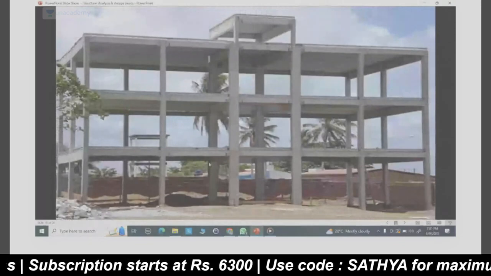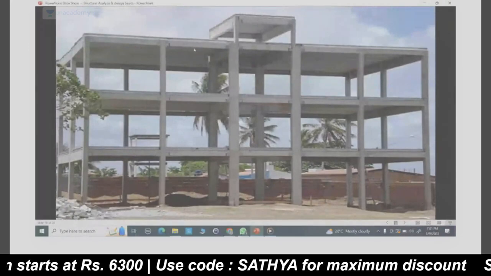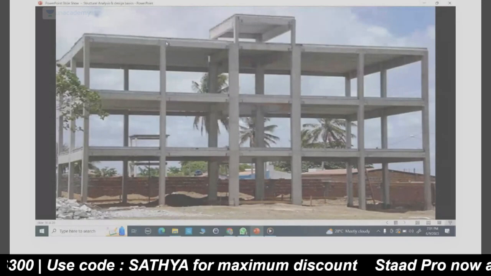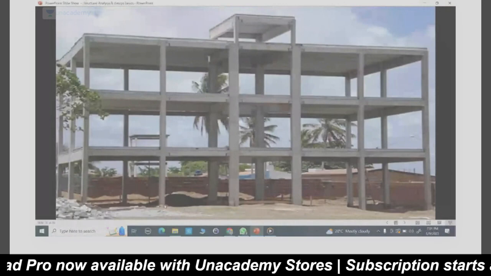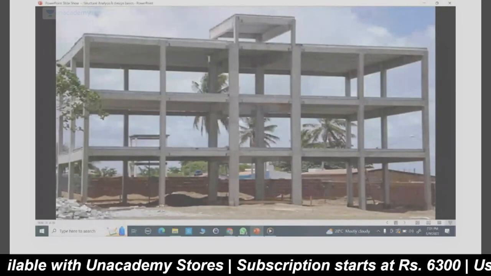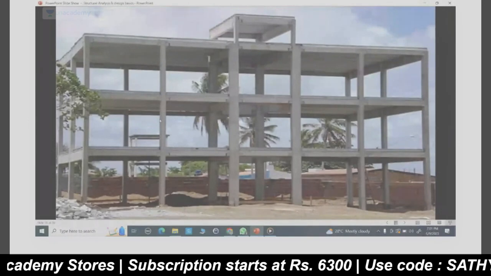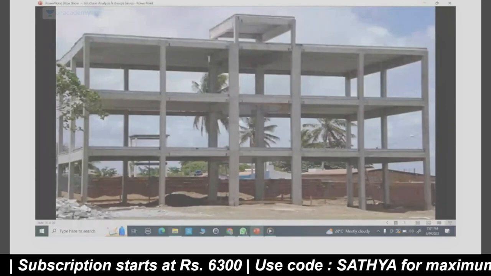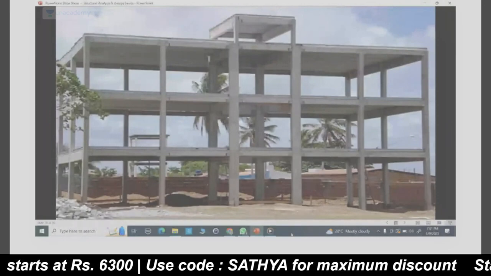Here I have a frame image. You will know the members, the structural elements: slab, beam, column, and below the column you will have the footing. As we discussed before, these are all called the superstructure, and below the ground level is called the substructure.